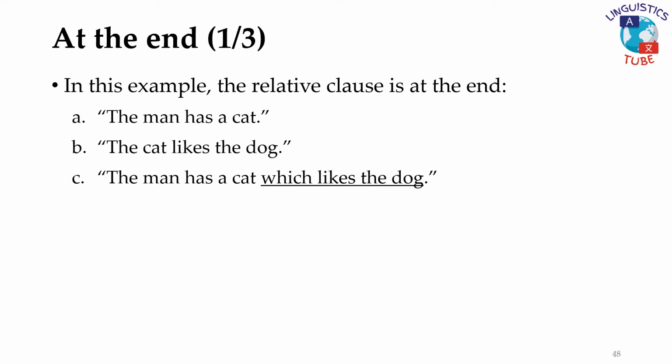The relative clauses that we have seen so far in this section were all in the middle of the sentence, but we saw relative clauses in the previous section that were at the end of the sentence. This different position for the relative clause is another type of relative clause, which we'll discuss now. Here is a simple example. "The man has a cat." The cat likes the dog. The man has a cat which likes the dog.